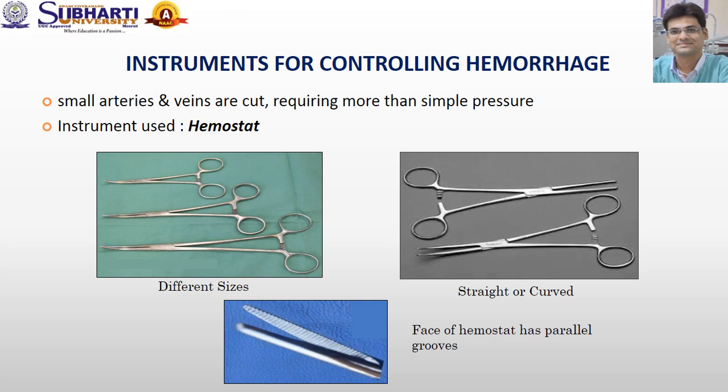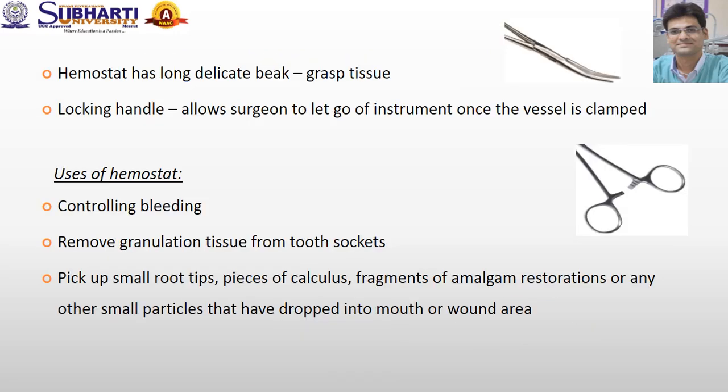Hemostats are available in different sizes, smaller to larger. They are also available as straight and curved. The curved hemostat is most commonly used in surgery. The beaks of these instruments are long and have parallel grooves on them. The long delicate beaks of the hemostat help in grasping the tissue.